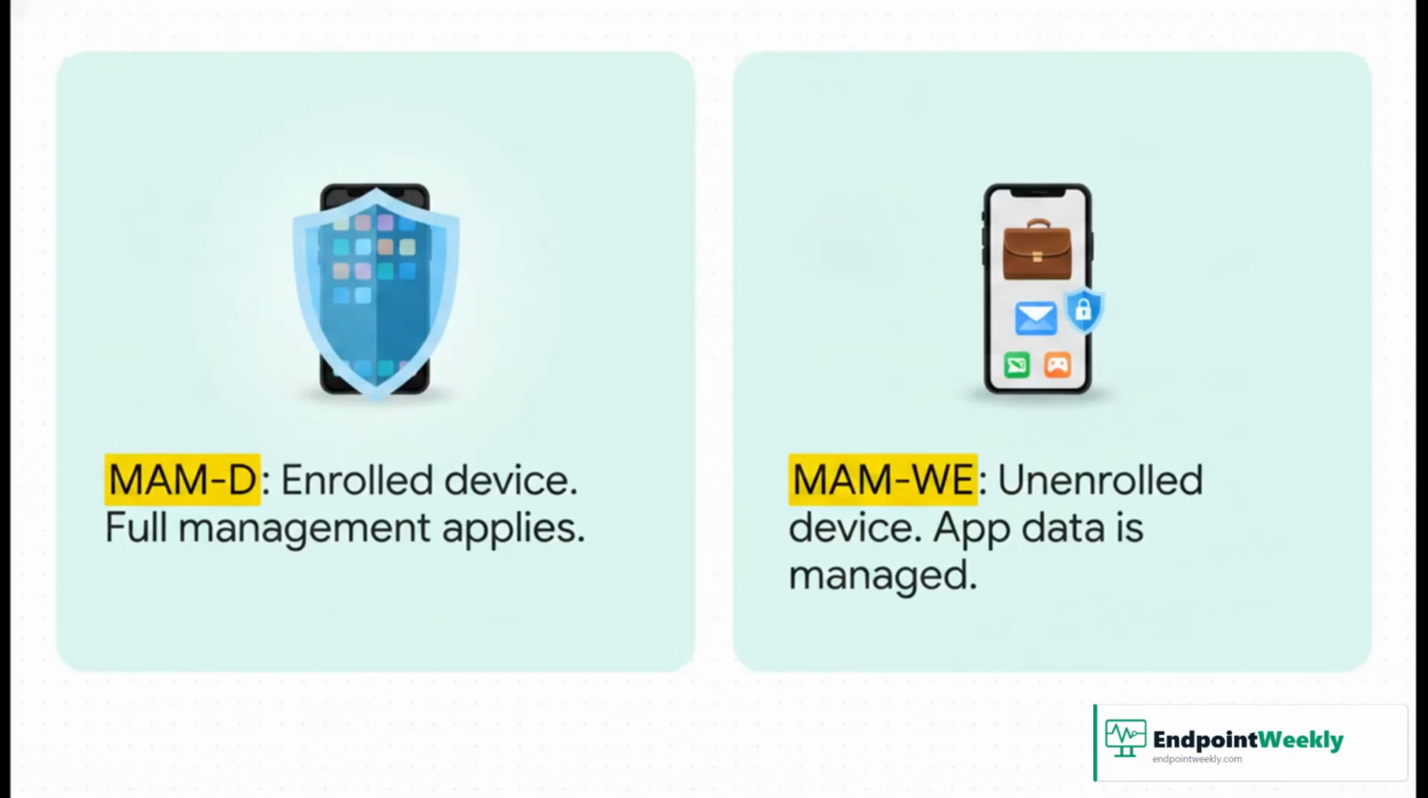Let's look at Mobile Application Management, or MAM. This is an absolute core dichotomy on the exam. MAM-D means the device is fully enrolled in Intune and has an app protection policy. But MAM-WE, which stands for MAM without enrollment, means the device is personal and unenrolled. In this case, only the specific app, like your corporate Outlook, is managed. The user's personal data remains entirely untouched.